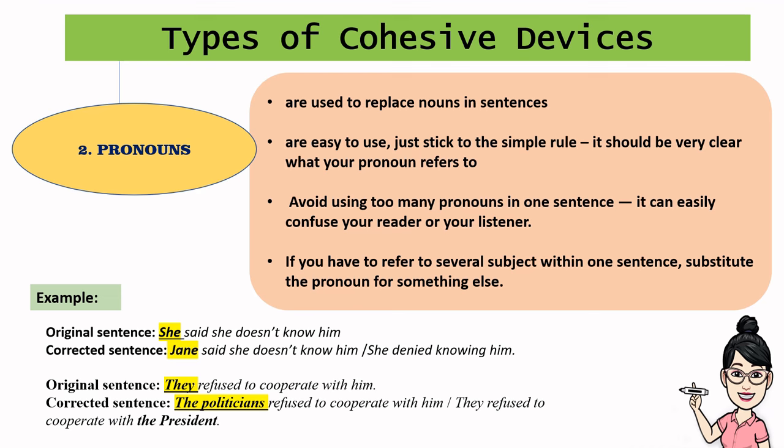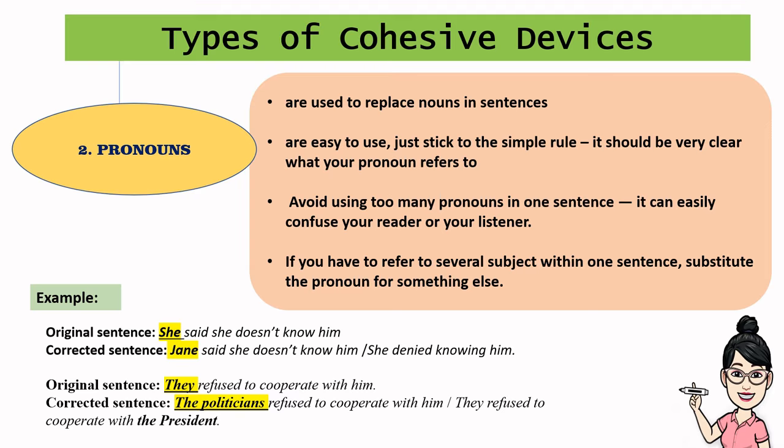Original sentence: They refused to cooperate with him. Corrected sentence: The politicians refused to cooperate with him. They refused to cooperate with the president. You can substitute either pronoun to make your sentence more reader-friendly.